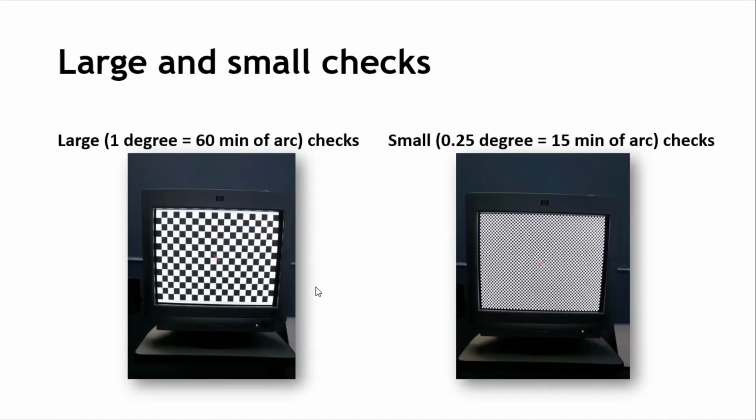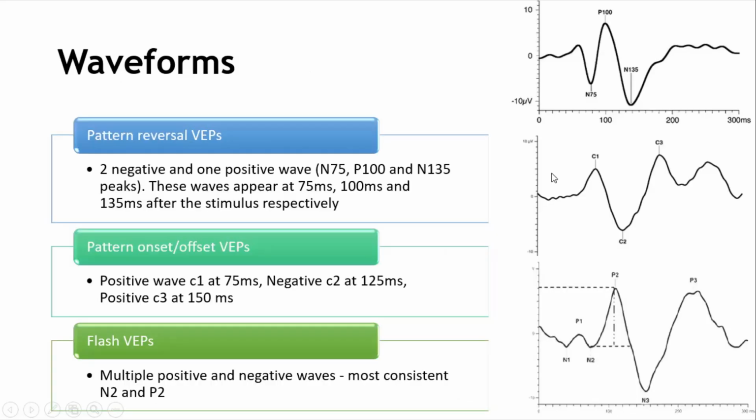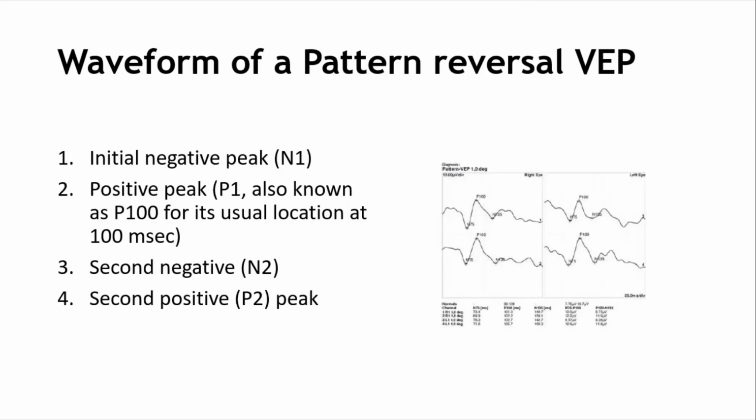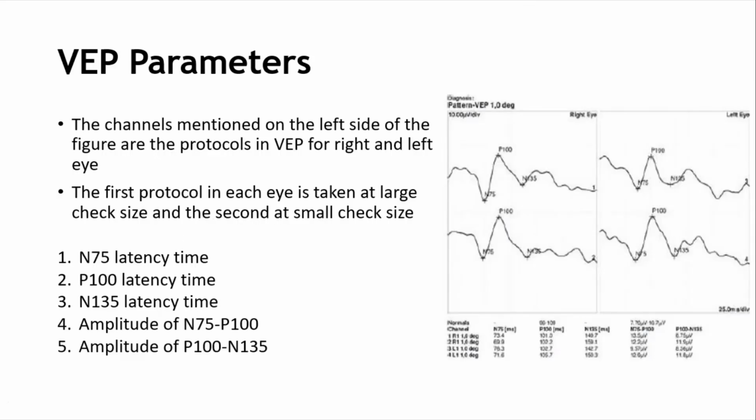So here also you can see this is a 1 degree and this is a 0.25 degree. The patient who has very good visual acuity, even 0.25 degree will give a very good result. So we need to know only two variables very important in VEP. One is latency and the other is amplitude.